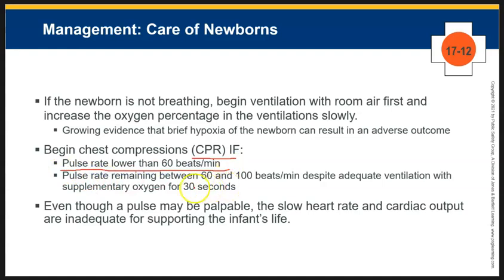Pulse rate between 60 and 100 beats per minute, despite adequate ventilation with supplementary oxygen, also requires CPR. Even though the infant may have a pulse that we detect brachially, the slow heart rate and the cardiac output are just inadequate for this newborn.